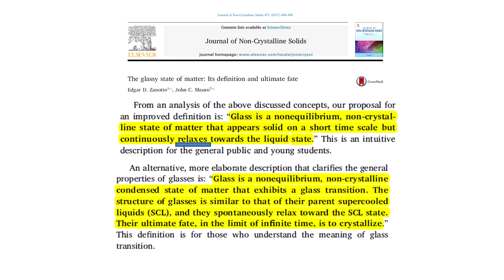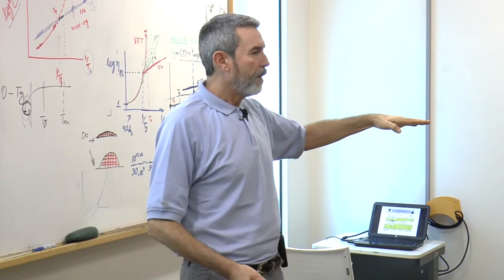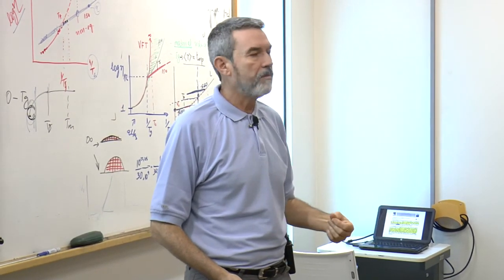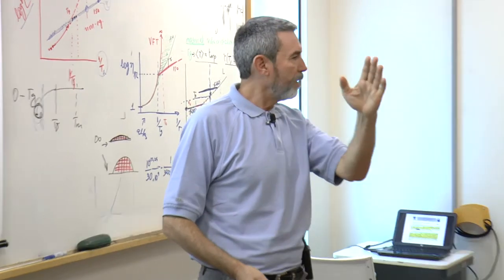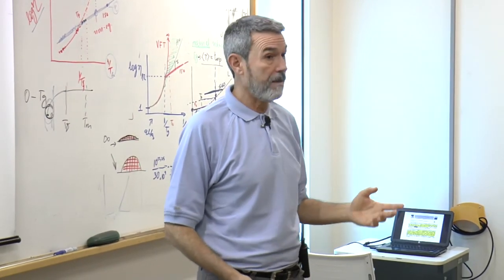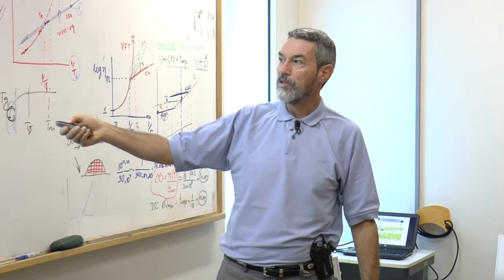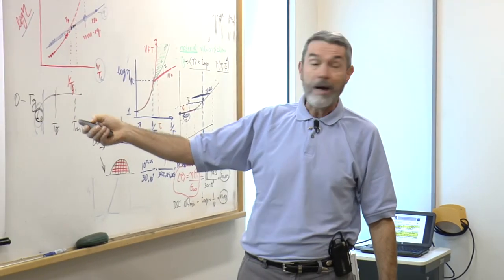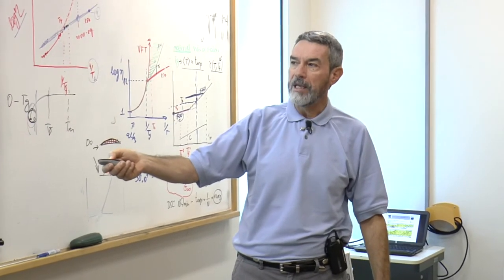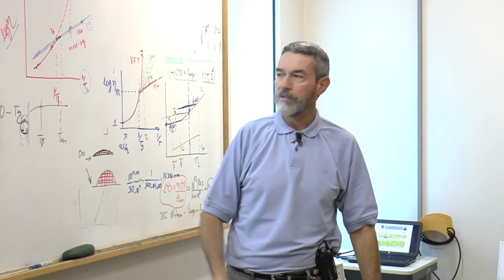The structure of glasses is similar to that of their parent supercooled liquids. Believe me, I'm going to show this next class. The structure is very similar. It was a liquid. This liquid went out of equilibrium, but the structure did not change, almost nothing. A little bit above, a little bit below Tg, it's the same. And they spontaneously relax towards the supercooled liquid state. However, their ultimate fate in the limit of very long times is to crystallize.